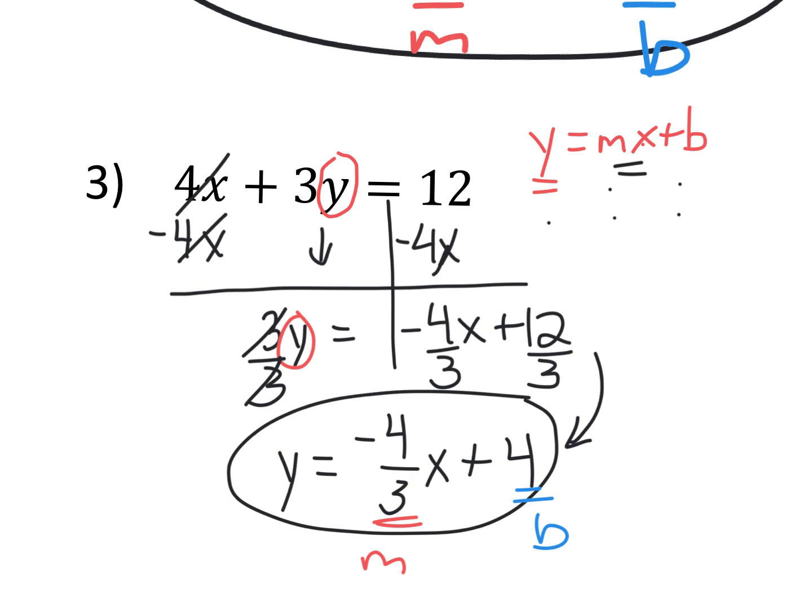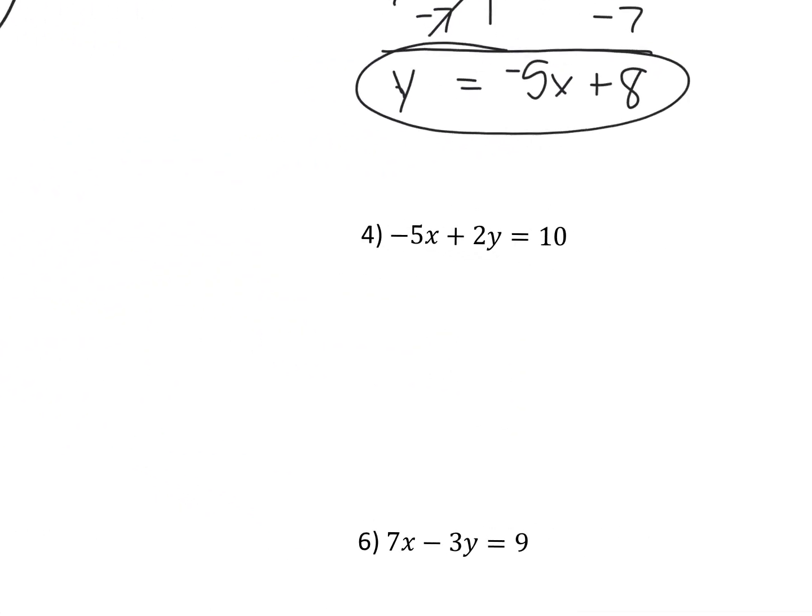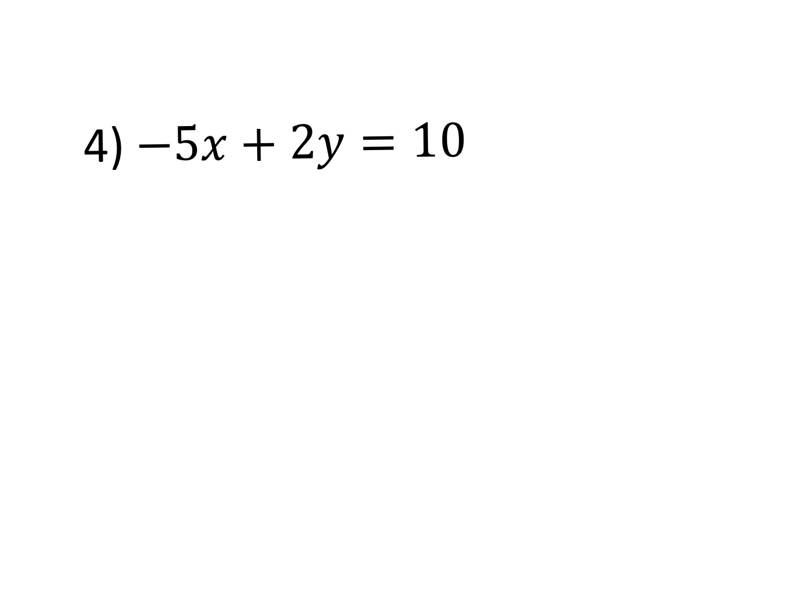All right, interesting. Let's try number 4. Another one just like that. Let's go with y equals mx plus b. Okay, so my goal again is to get y by itself. And we learned last time the best way to do that is get rid of the x because it's being added. I know it has a negative sign next to 5, but that's just being added. So we're going to add.